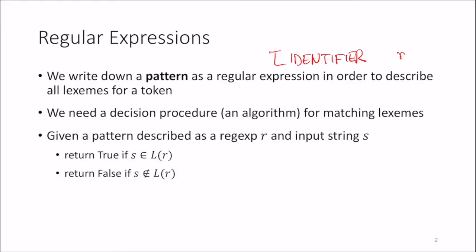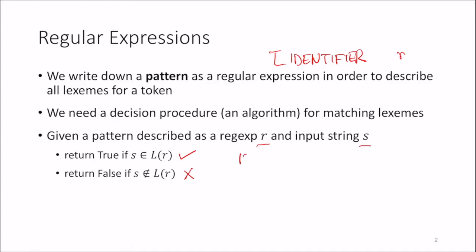So the problem that we need to solve is, given a pattern that's described as this regular expression R, and we're given some input string S, so that's like a candidate. You want to check, is this an identifier or not, for example? Then if S belongs to the language described by this regular expression R, we should return true, so we can identify it correctly. But if this string doesn't belong to the language of R, then we should return false.